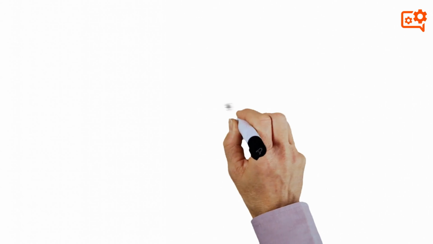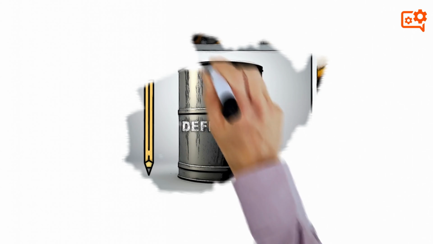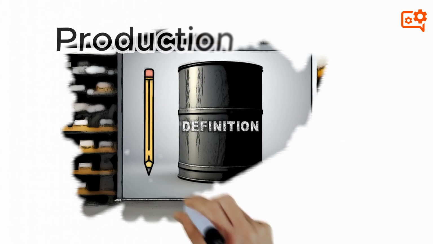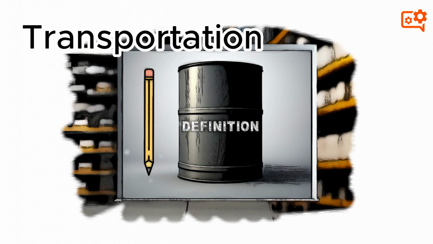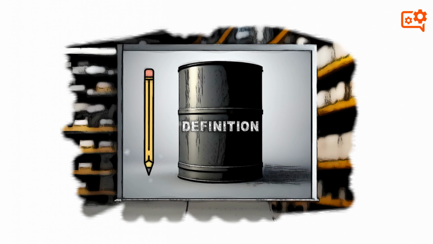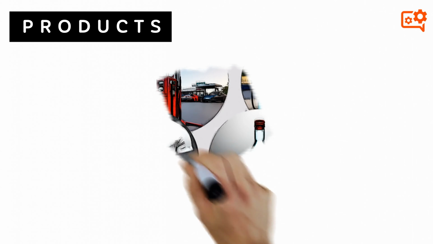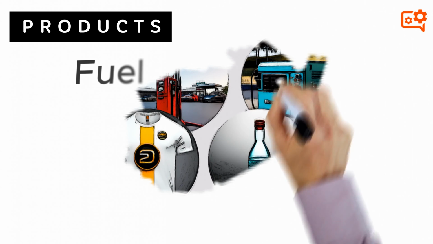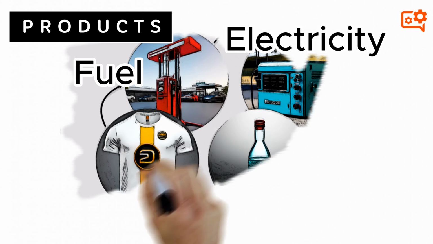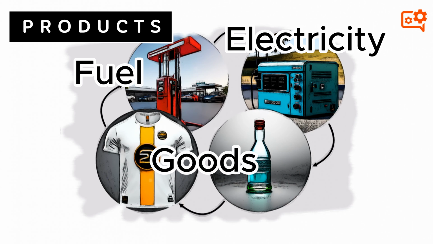First, the definition. The oil and gas industry refers to the sector of the global economy involved in the exploration, production, refining, transportation, and distribution of petroleum products. This industry is vital to the modern economy, as petroleum products are used as fuel for transportation, electricity generation, and heating, as well as being used in the manufacture of various goods.